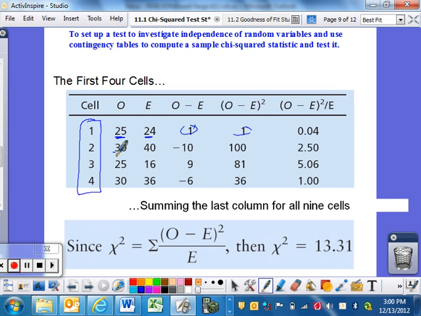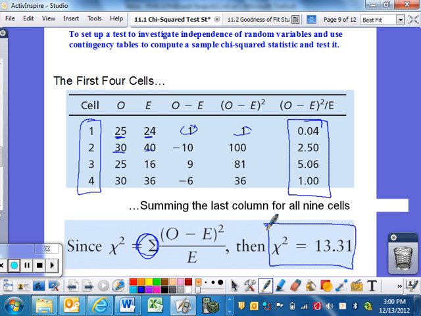So then my observed is 30, expected is 40, negative 10. You square it. That's why everything's positive. Even if you get a negative number, it'll become positive. Divide by your expected. And then you will end up getting 9 numbers in this column. The sum, this guy, is what you do with this ending column. You add all 9 numbers up, and if you actually practice or do that, you would end up getting 13.31. That's your chi-squared number.